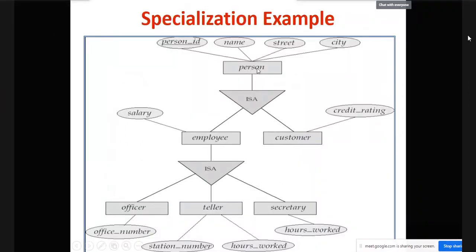This is the example here. I am having person as my entity set. Person is having attributes. Person ID is a primary key. Name, street, city. I am saying in a company, person can be an employee as well as customer. Suppose in a bank, I am an employee of the bank. Okay, I am employee of the bank. But I can also have my account in my bank. So I am also a customer in my bank. Right? So what happened here? Person can be employee as well as person can be customer in my bank.